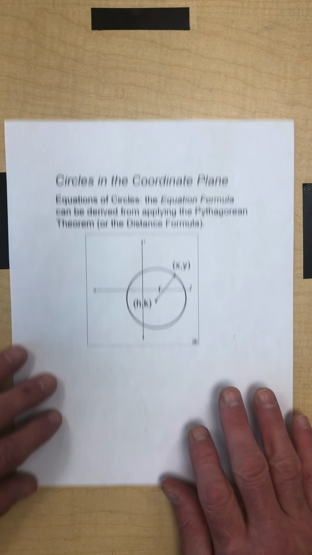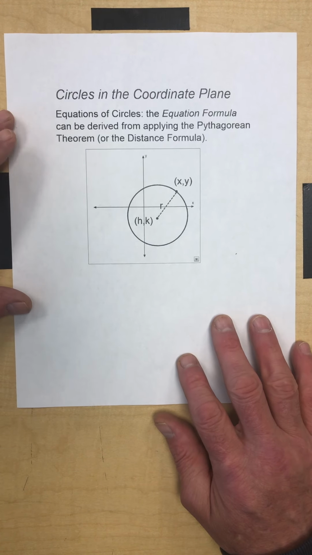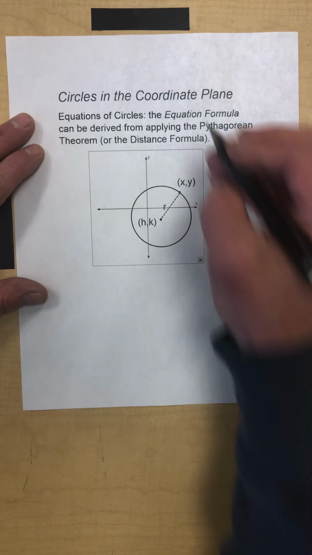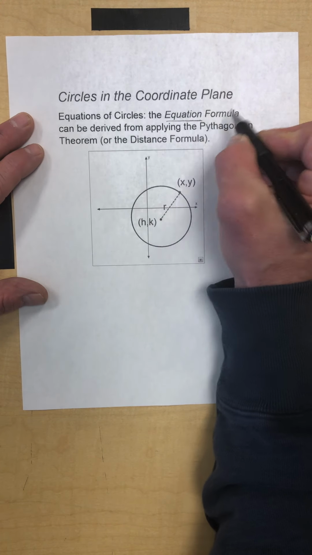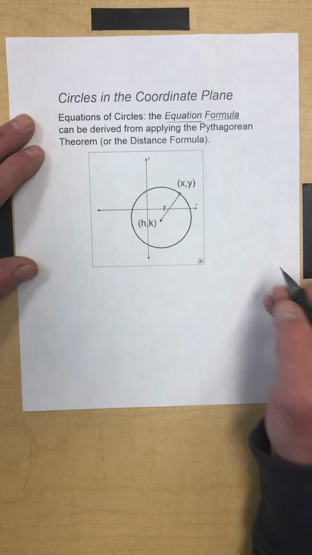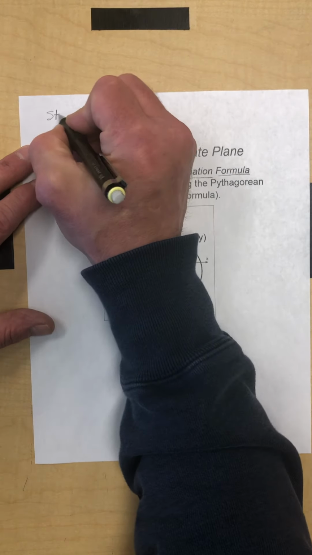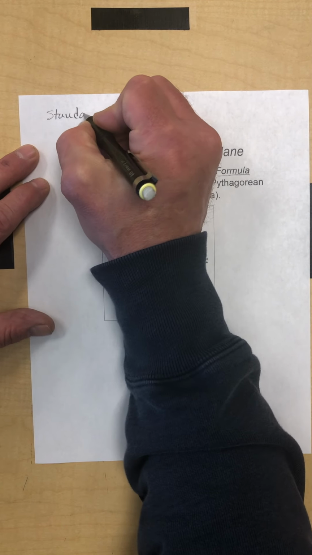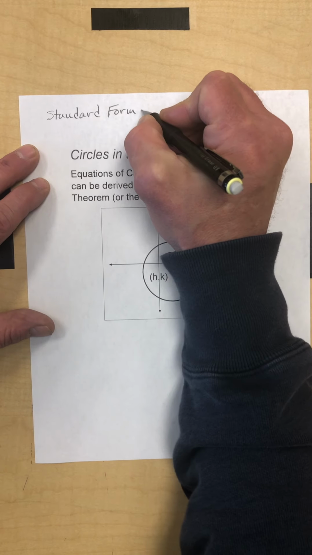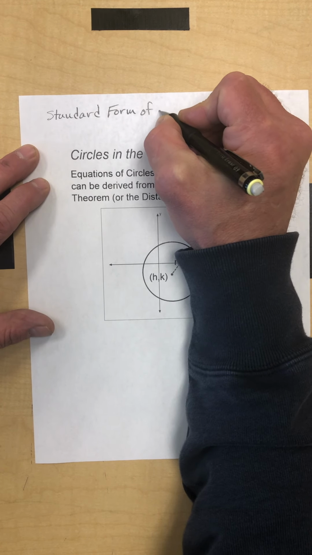Now we're going to start working on a topic that we're going to spend most of our time on next week. We have what's called an equation formula for circles. Sometimes they call this the standard form of an equation.